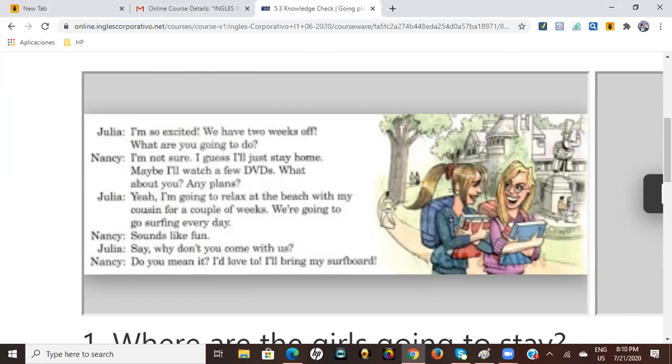Surfboard. Very good. Thank you, Lisette and Edward. Any questions about pronunciation or meaning of words? When someone asks you, do you mean it, what is the meaning of that question? Have you ever used that question? It's like, como, ¿tú lo crees?